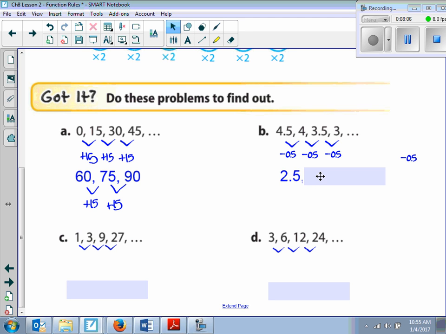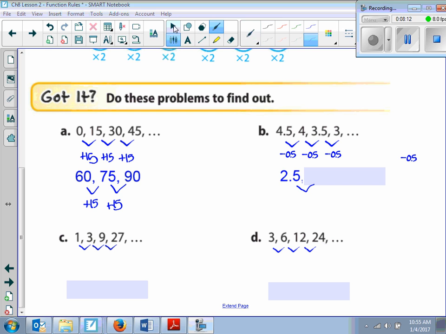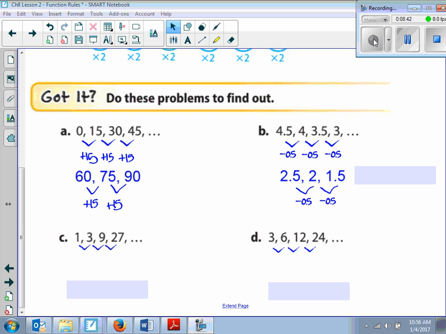Got it? So now, hold on a second. How do I get from 2.5 to the next term? Again, minus 0.5, right? So that gives us 2. And then finally, to the last term, 2 minus 0.5 gives us 1.5. Very good. All right, so that's example B.